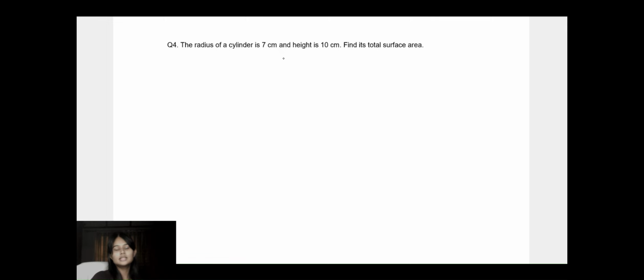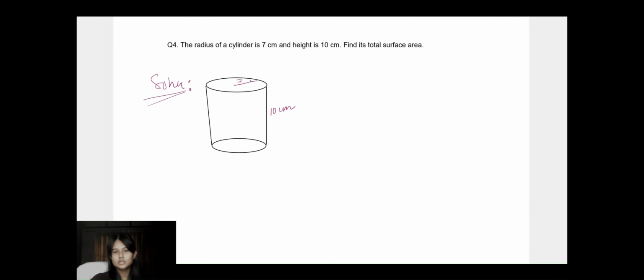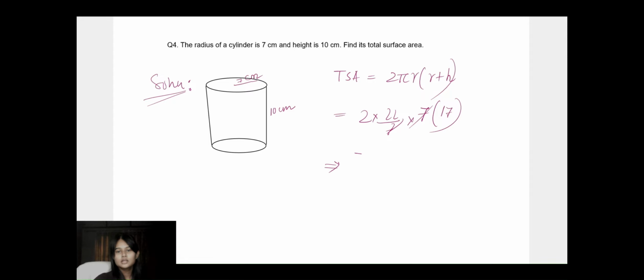Radius of a cylinder is 7 centimeter and height is 10 centimeter. Find its total surface area. We have a cylinder, and what is given to us? The radius is 7 and the height is 10 centimeters. We all know the total surface area formula of the cylinder, that is 2 pi r (r plus h), right? So 22 by 7 into radius 7, 7 plus 10, that is 17, giving 748 square centimeters. Alright.